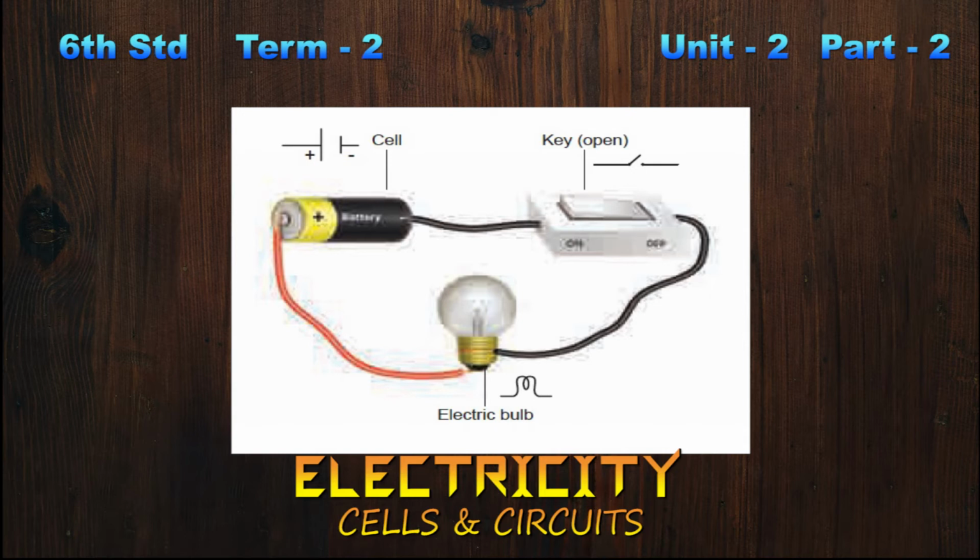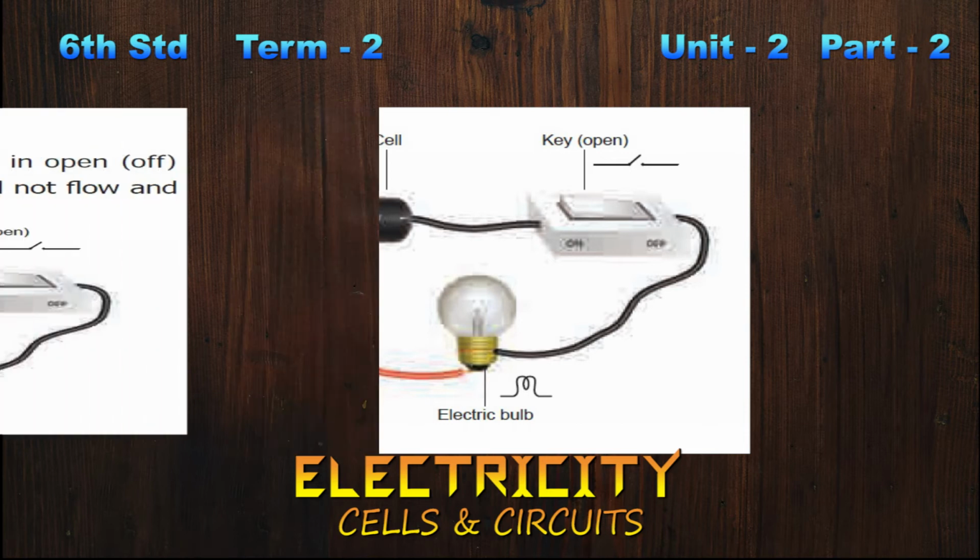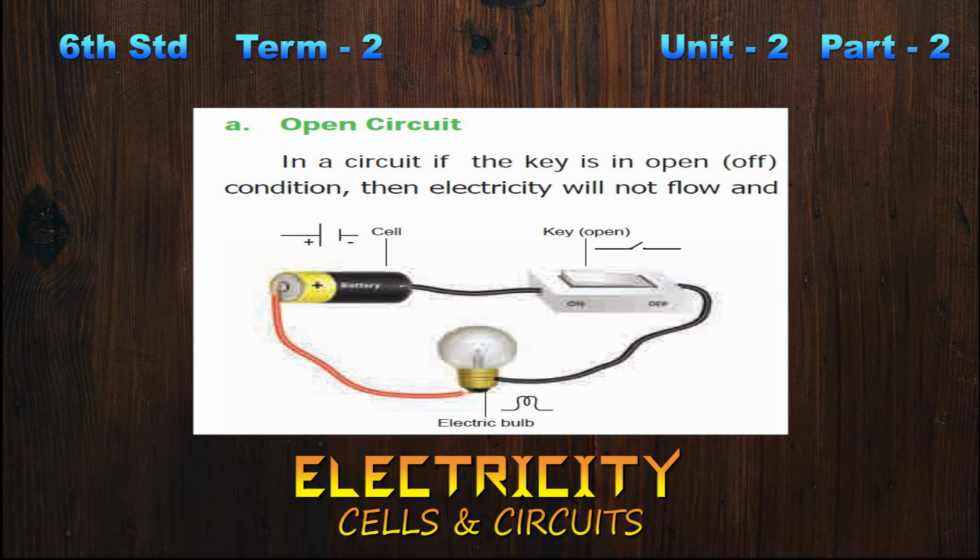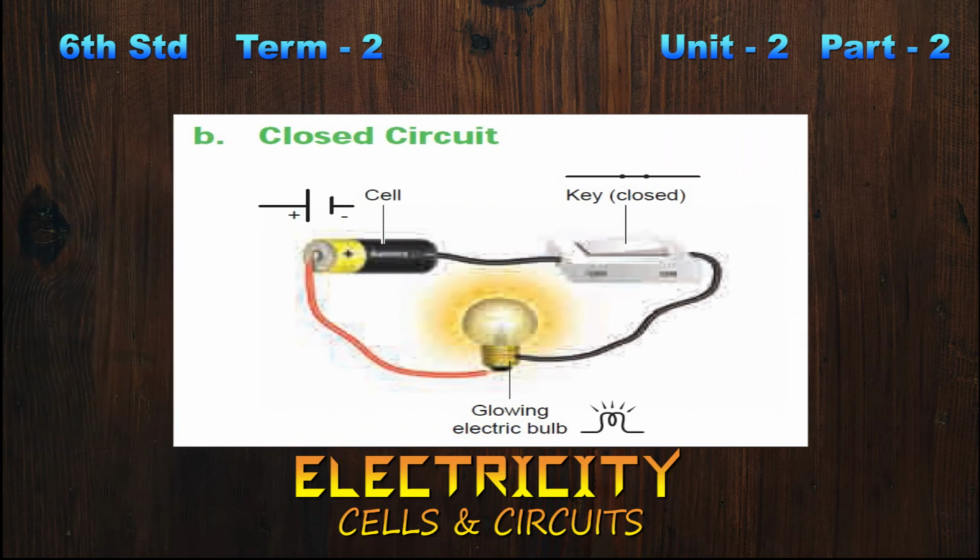Electric circuits are of two types: open circuits and closed circuits. In open circuits, the key is in off condition, so there will be no electricity and no glowing of the bulb. In a closed circuit, the switch is in on position, so electric current flows through the wire and the bulb glows.